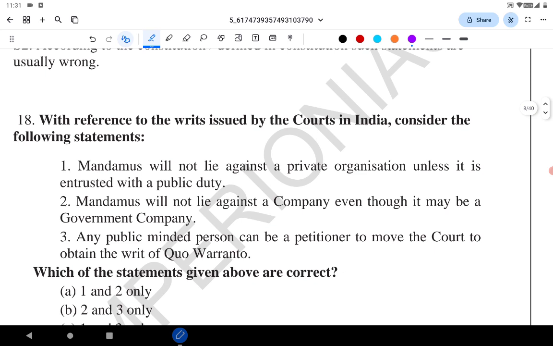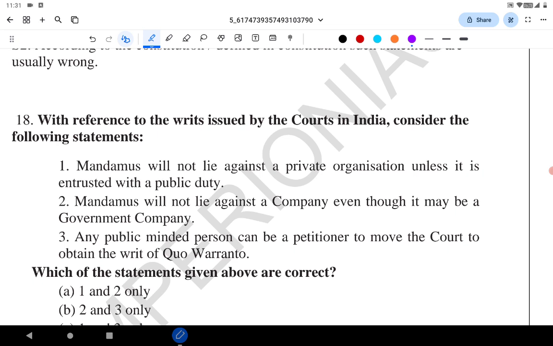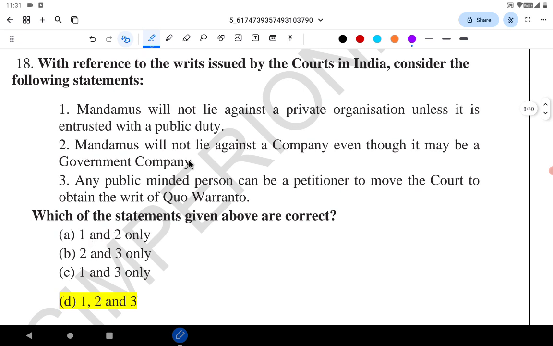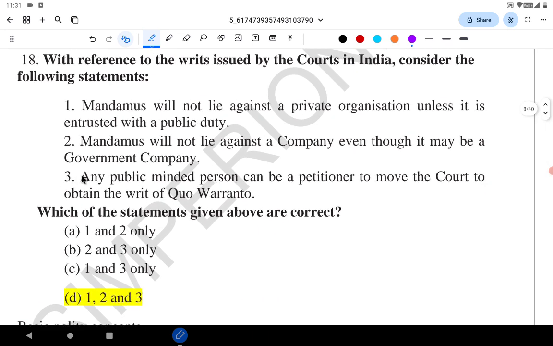Next, with reference to the writs issued by the court in India, consider the following statements. Mandamus will not lie against a private organization unless it is entrusted with a public duty. Mandamus will not lie against a company even though it may be a government company. Any public-minded person can be a petitioner to move the court to obtain the writ of quo warranto. Correct. This is correct.